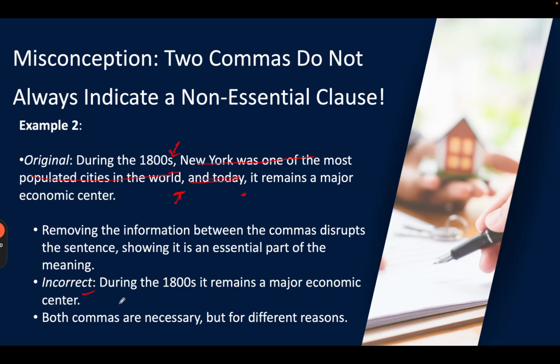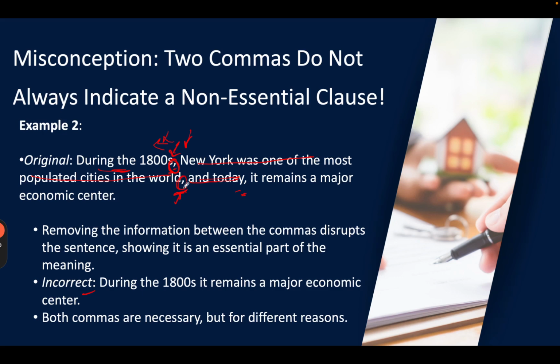An incorrect sentence would be to say, during the 1800s it remains a major economic center. It just doesn't make sense, which means that this bit is not conveying non-essential information. So, what is it really conveying? This comma, the first comma that you see over here, is for during the 1800s. This is the extra information. We can eliminate this, and still we have the complete meaning that the sentence wants to convey: New York was one of the most populous cities in the world.